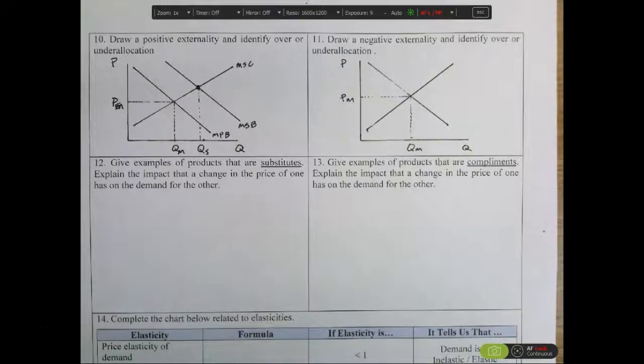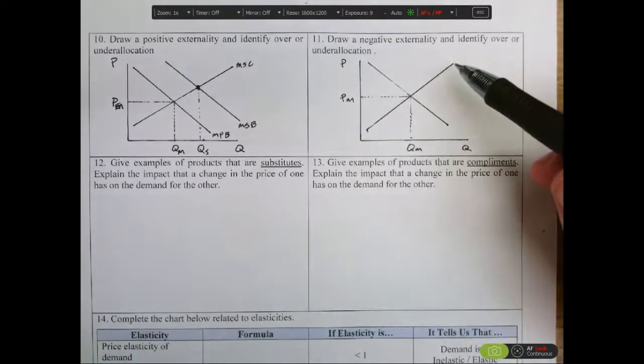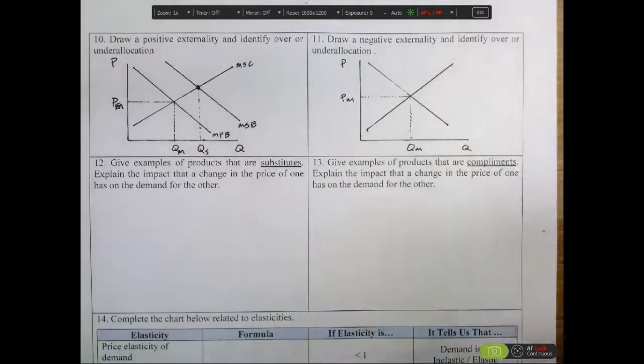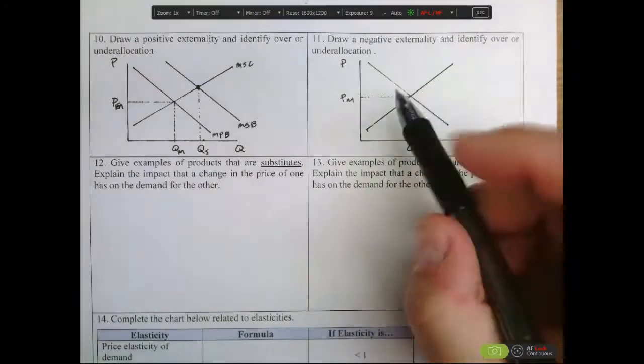This question is looking at a negative externality and identifying the amount of under-allocation. So again, with a negative externality, just like with the positive one, I would start with just your standard supply and demand graph, and then we can kind of think through what the labels ought to be. If we know it's a negative externality, we should be making less of it than we currently are. And so we should be making less.